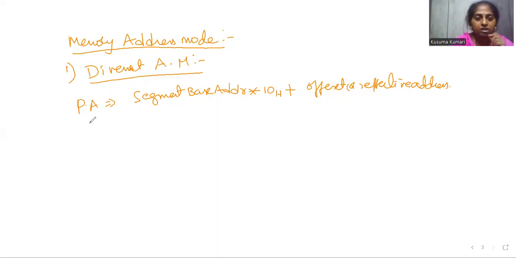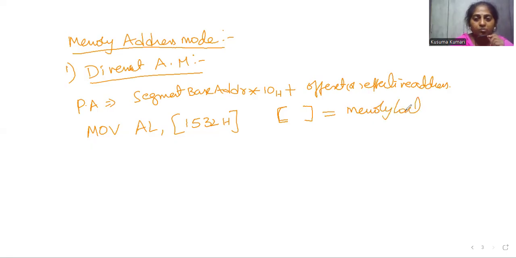Now what is the example for this instruction? MOV AL, [1532 hexa], within square brackets. When this number is represented within the square brackets, the square brackets represent a memory location address. So now what happens here?